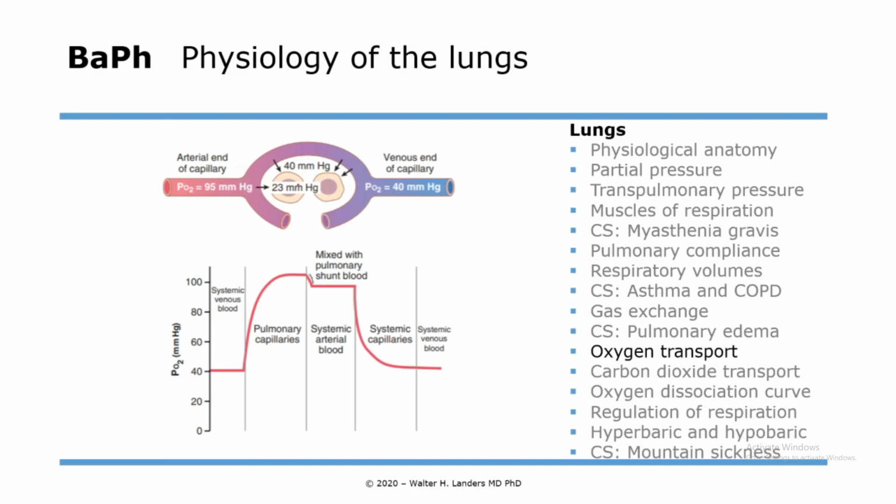Then we have oxygen transport. Oxygen transport is interesting because now we're going to start talking about partial pressures again. Kind of all over the place, right? Over here in venous blood, the pressure of oxygen in your veins is 40 millimeters mercury. That's not a lot, right? Because again, what's the partial pressure of oxygen in atmospheric air?